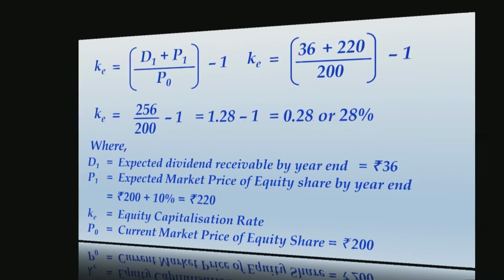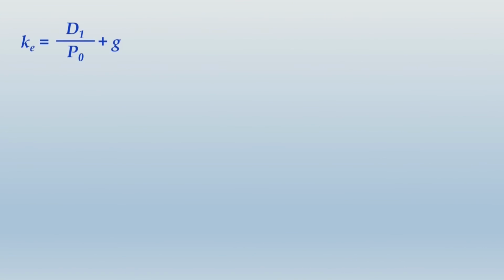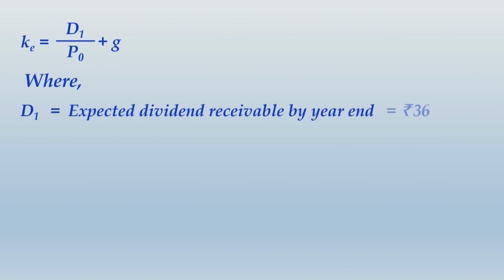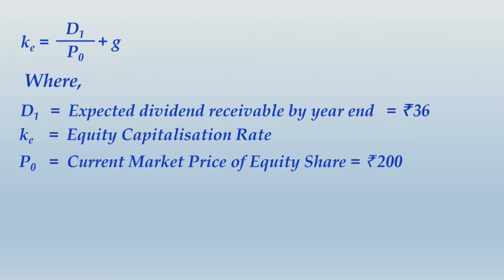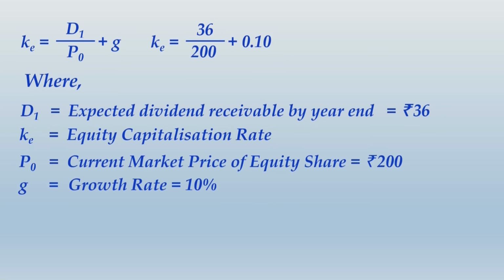Let us move ahead and solve the same thing by using this formula, that is KE equals to D1 by P0 plus G. Of course, you have to define all the variables. Whenever you are using formula, defining the variables is a compulsion, otherwise you will not be rewarded for the same. I have explained you everything, just have to note down all the calculations. So D1 by P0, that will give you the dividend yield rate. So that is 36 by 200, that will be 0.18 or 18%, and 10% is growth rate. So 18 plus 10 would give you 28% as overall expected rate of return by equity shareholders.